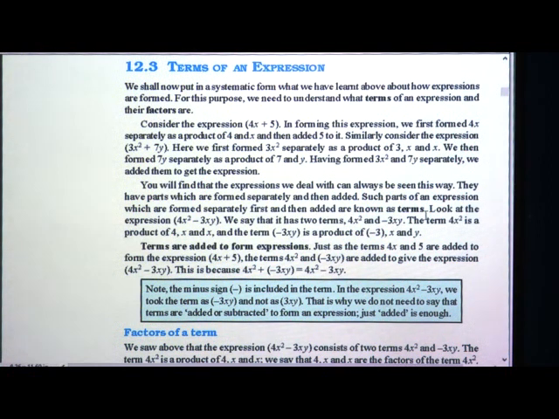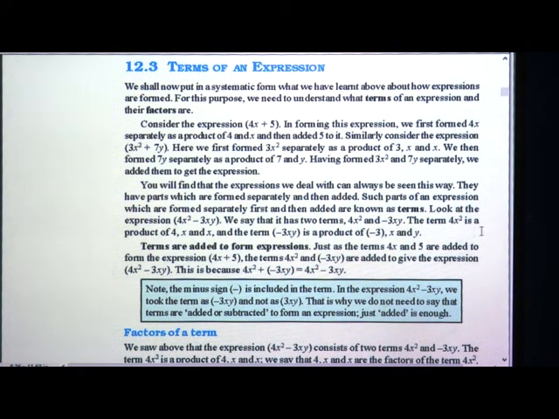Now, what are the terms? Now you understood what the terms are. First, something is multiplied and we get a part, which is added to the first term. Look at the expression 4x square minus 3xy. We say that it has two terms. Which are the two terms? 4x square and minus 3xy. We have two terms.